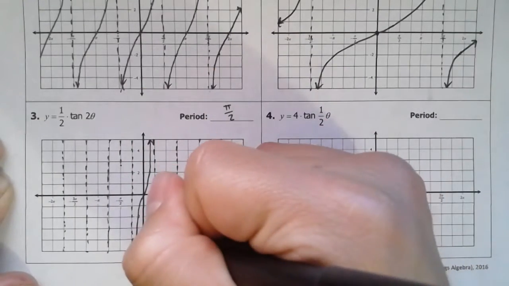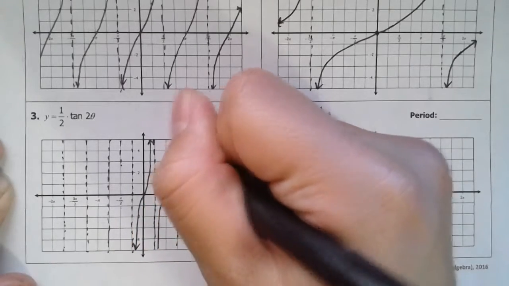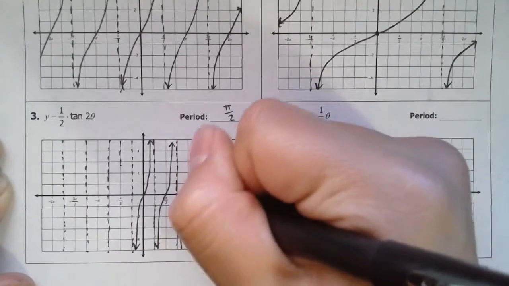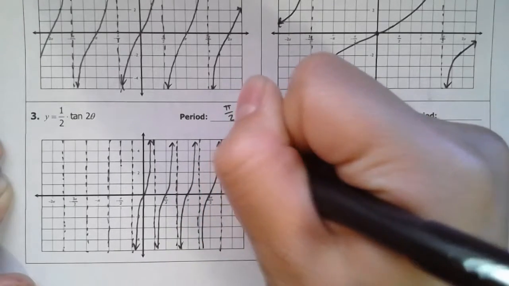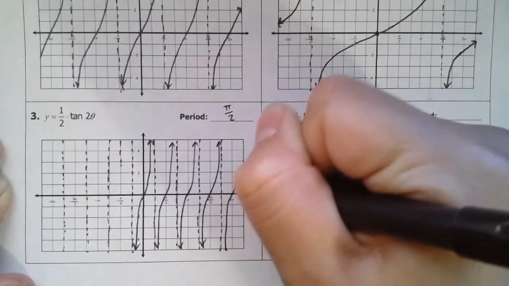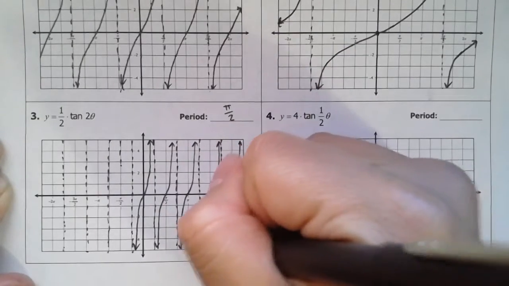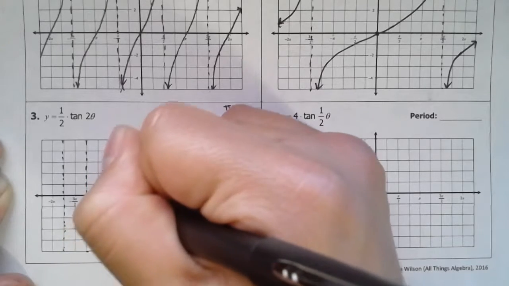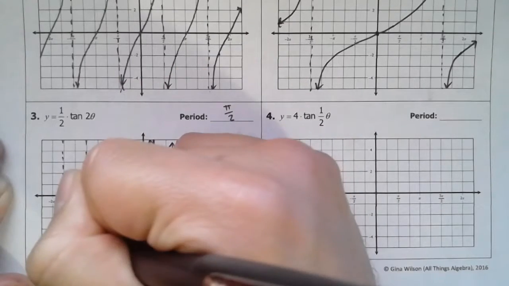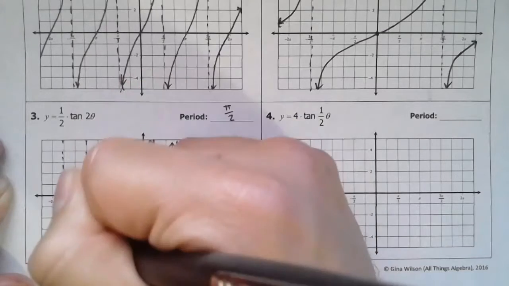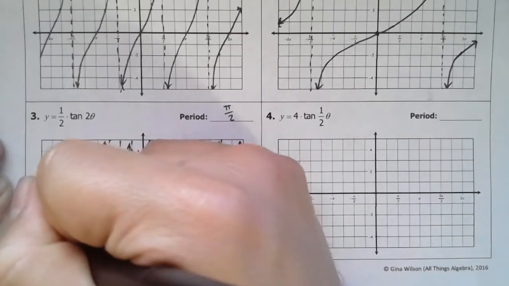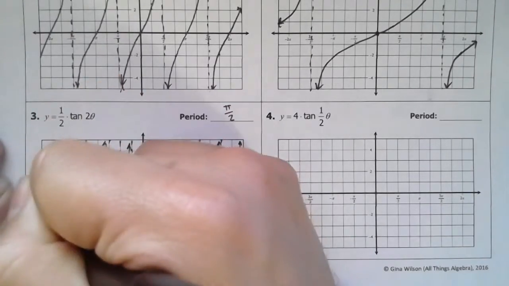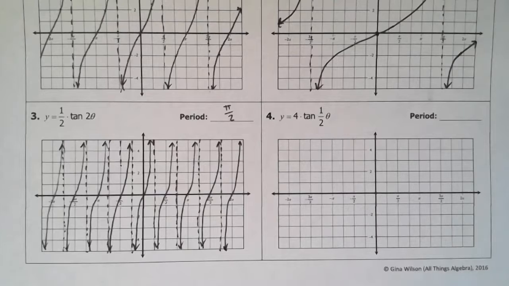And then this is what tangent in this case would look like. It looks just like this. So you're going to have a lot more of these graphs present in this one. There you go. Okay, so that's number 3.